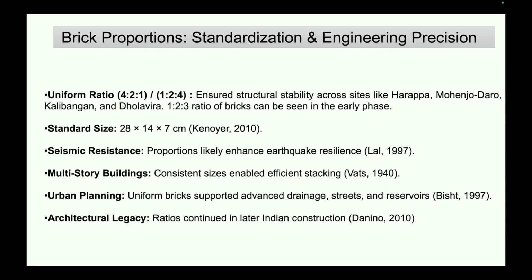If we see the brick proportions, it is also an important example for understanding the calculation and mathematical perspective of Harappans. It is a uniform ratio like 4:2:1 and 1:2:4, which ensured structural stability across sites like Harappa, Mohenjo-daro, Kalibangan and Dholavira. A 1:2:3 ratio of bricks can be seen in the early phase, and later they developed it as 1:2:4.